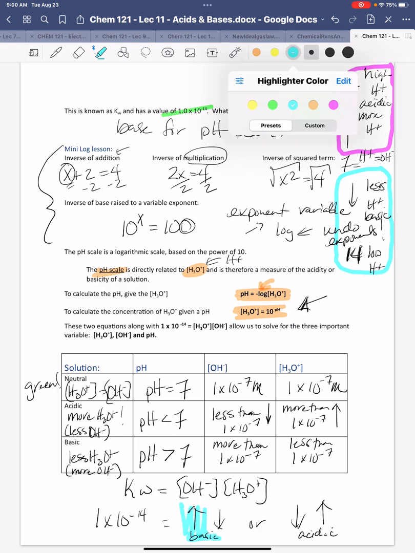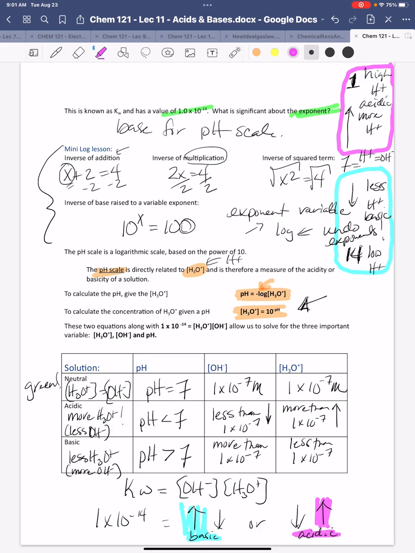Let's do this in pink. More H3O plus means acidic. And so that's kind of the name of the game. And again, students freak out about this, but if you go with it in terms of the log just being an undoing of the exponent, then it shouldn't be too bad. Okay, so let's look at how those problems would look.